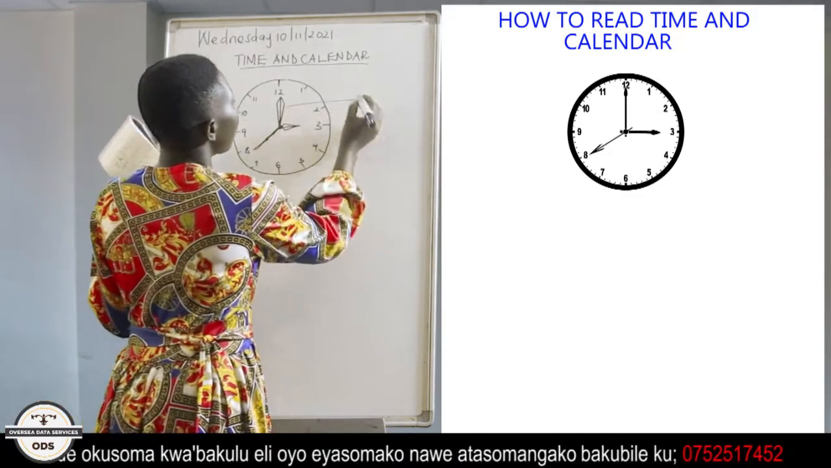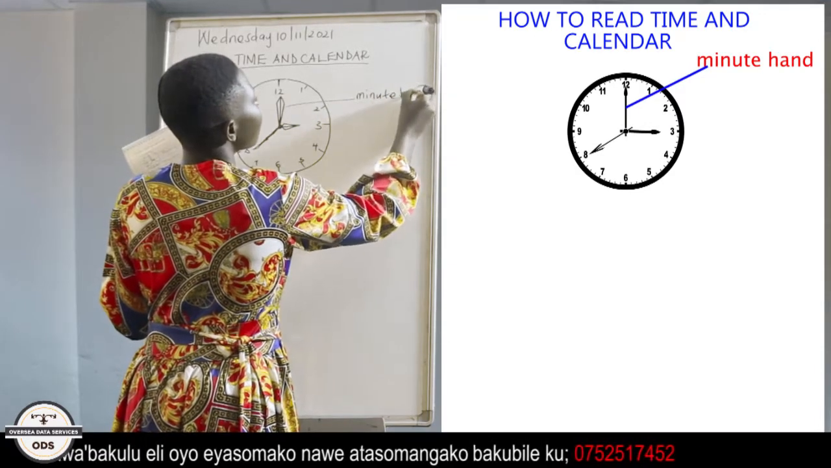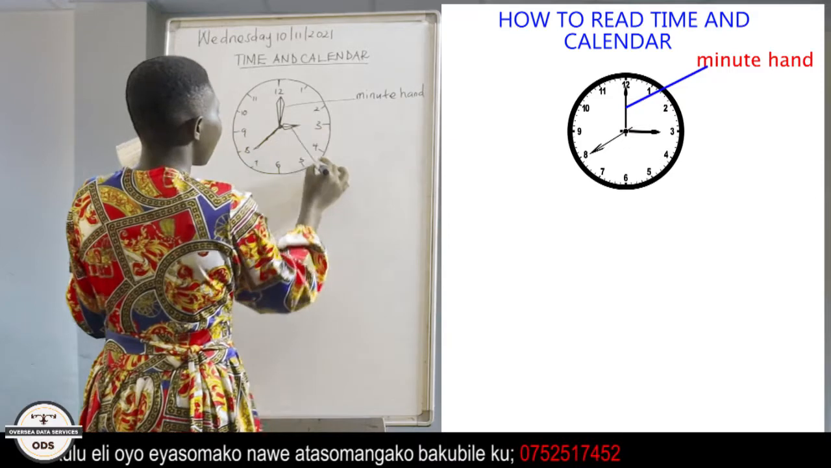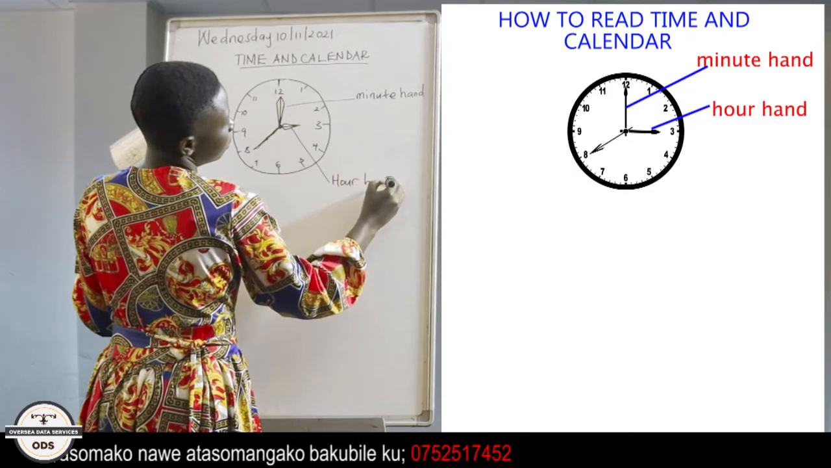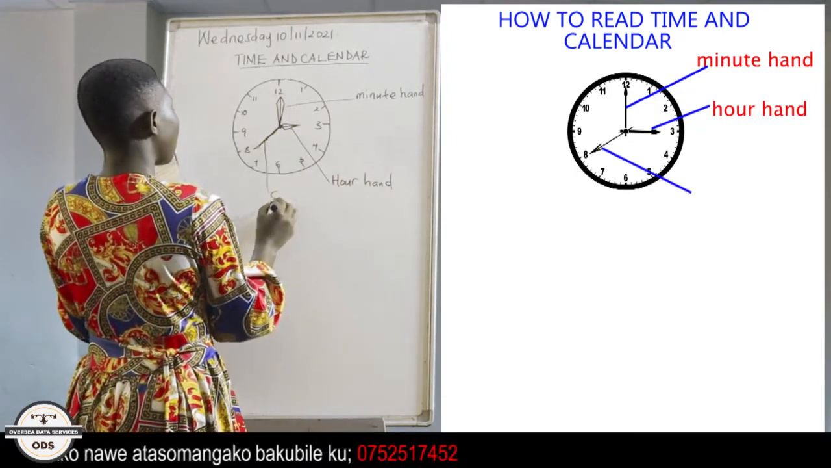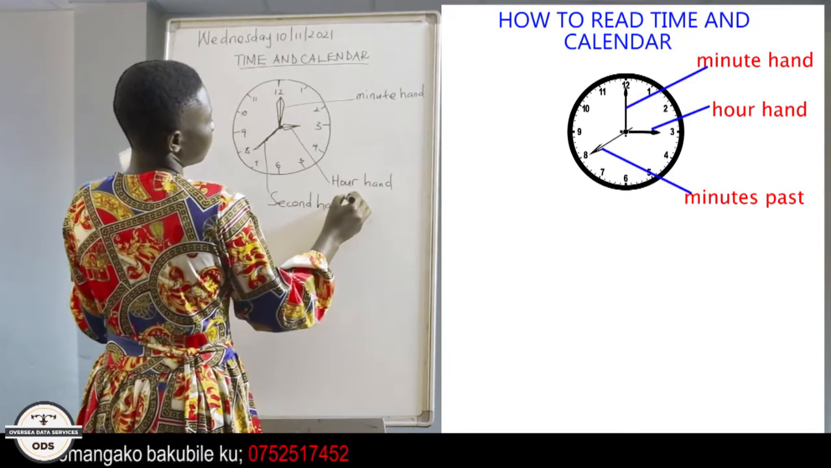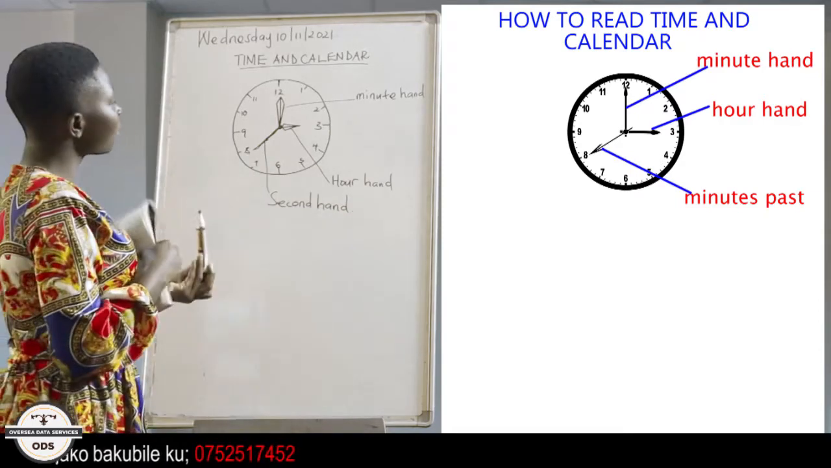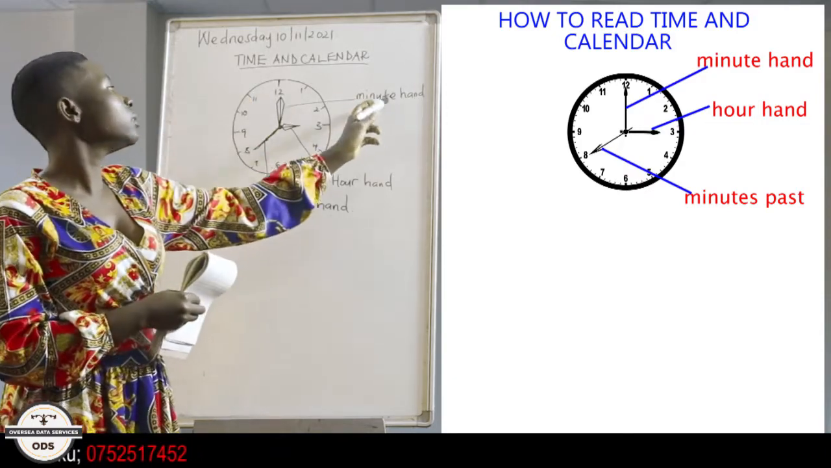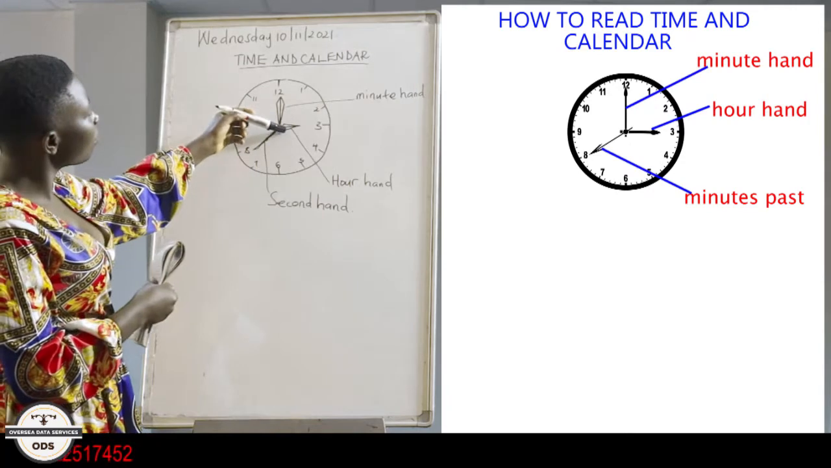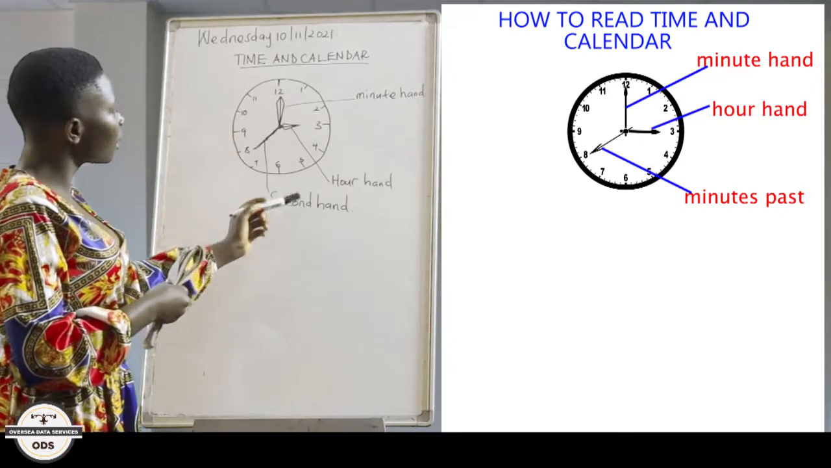This one's for minutes. We call it a minute hand. We have this one, we call it hour hand. And we have this one for seconds, second hand. We have 3 hands in our watch here, our clock face here. The first one we have minute hand. The second one we have hour hand, and the last one we have second hand.